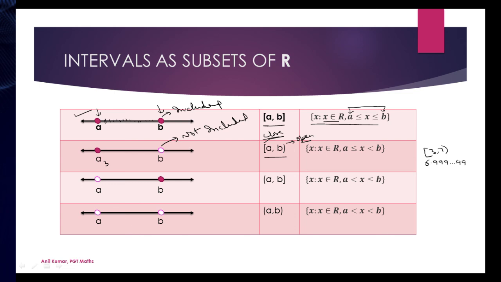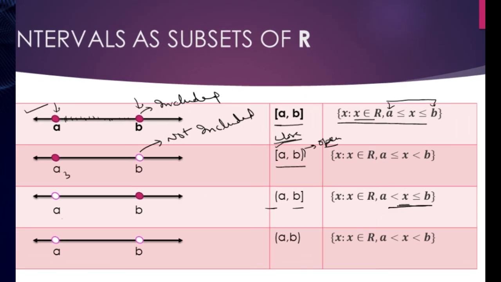It is a never ending process. So you can reach nearer to 7 but 7 will never be included. So this is an open interval. Okay, so this side A is open and B is closed. It means x is more than A but x is less than or equal to B. So here A is not included.